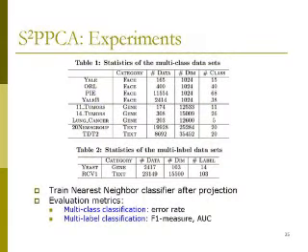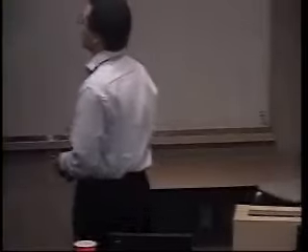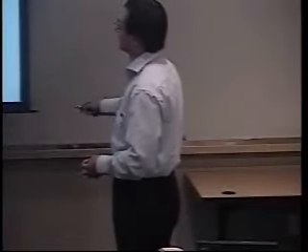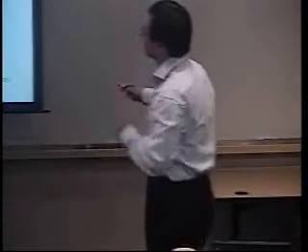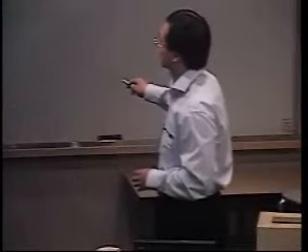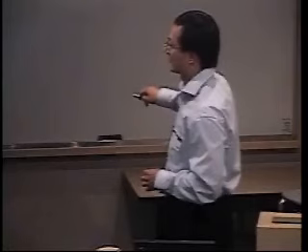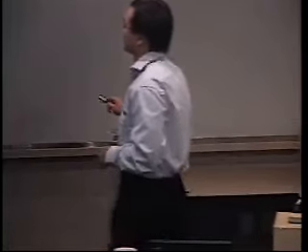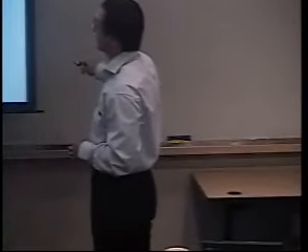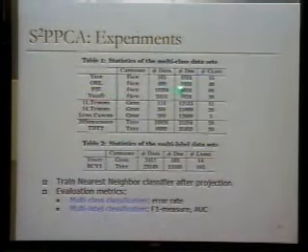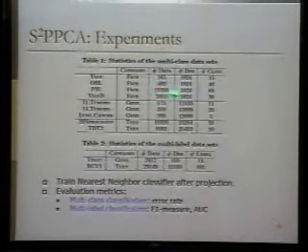We did some standard comparison on a lot of benchmark data. The first table is about multi-class classification. The second one is about multi-label classification. We have some face data, face images. I think this data has about 1,000 dimensions, and somewhat of a large number of data points.